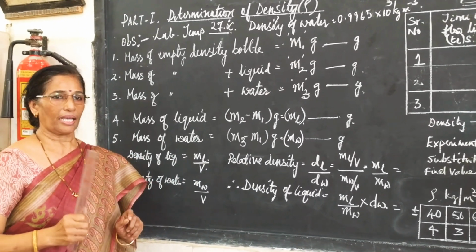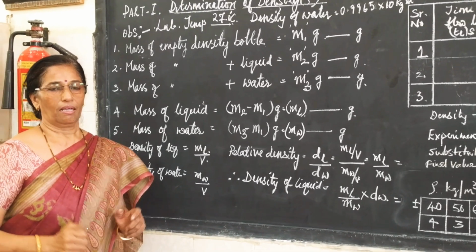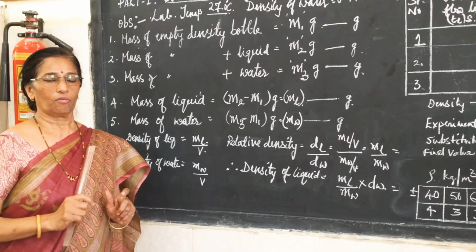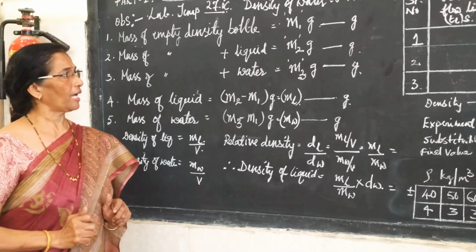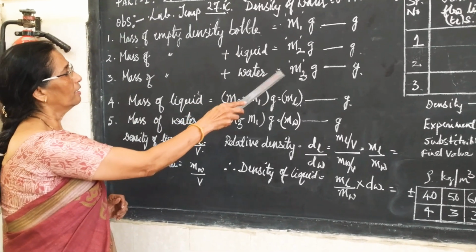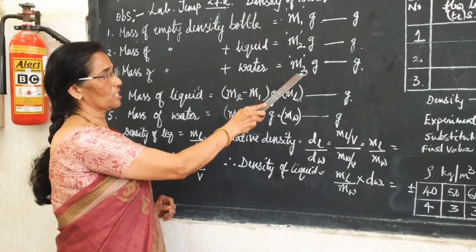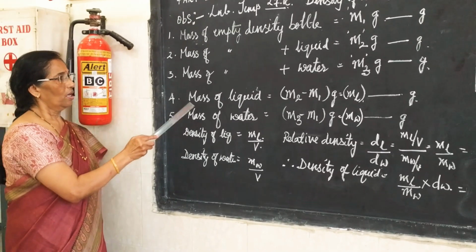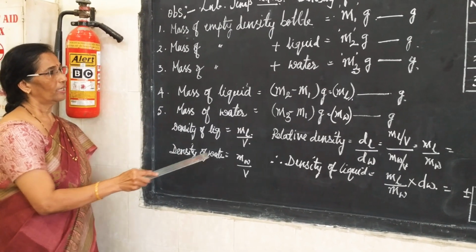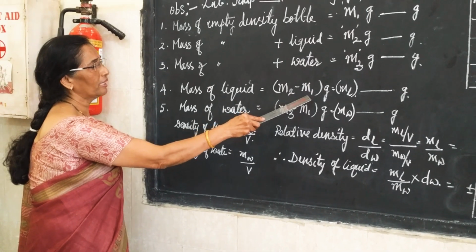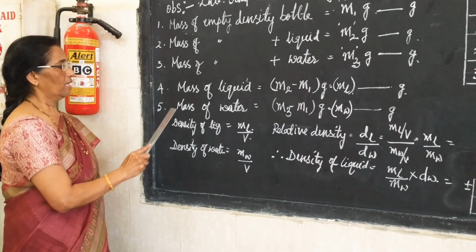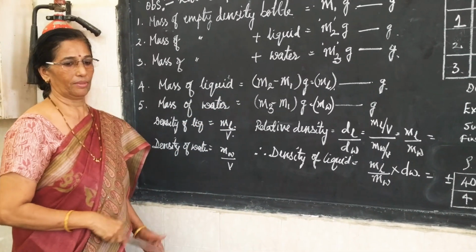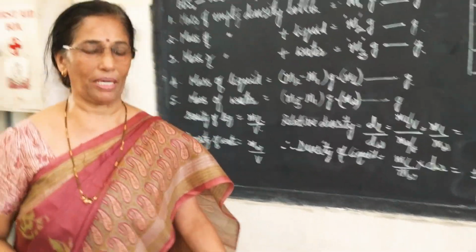I later empty that organic liquid, fill it with a little bit of acetone, wash it well, wash it with water thoroughly, and then fill water and determine the mass that corresponds to m3 grams. Now, you know very well that m2 minus m1 gives you the mass of liquid. The mass of water is m3 minus m1 grams. Now, let me do that experiment and show you.